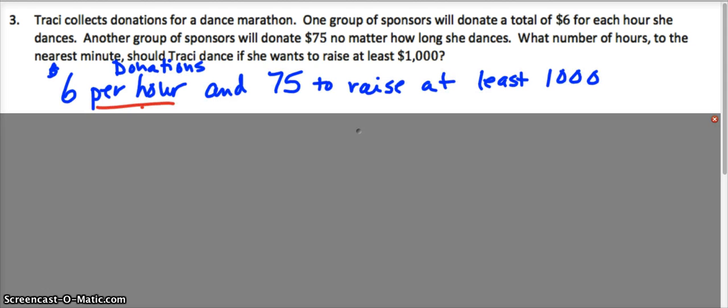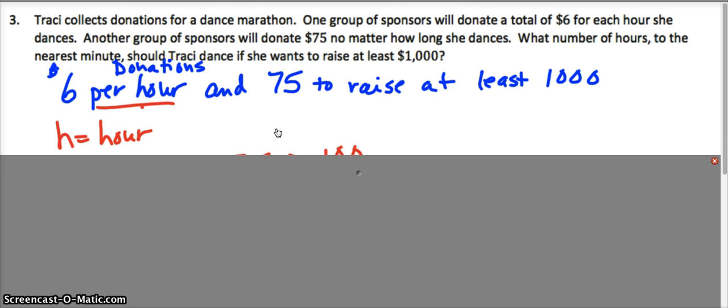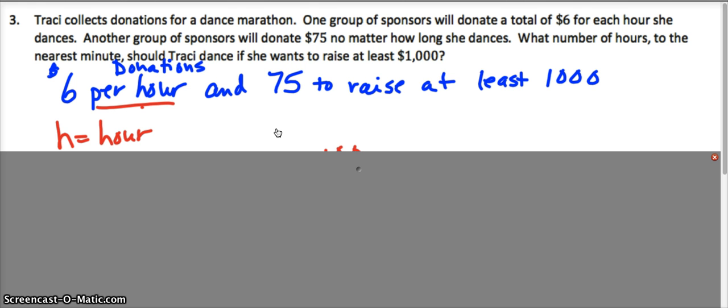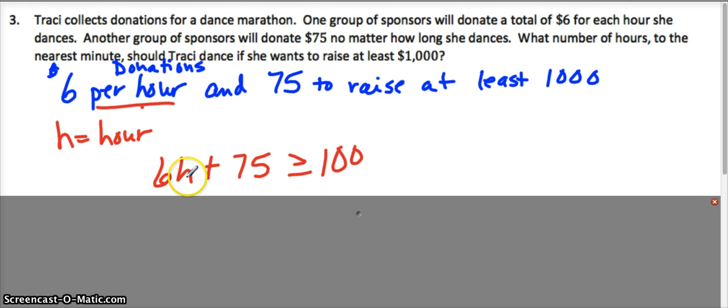So here's what we know. Tracy's got donations and she wants to raise at least $1,000. Her donations come from 2 places: getting $6 per hour for every hour that she dances, and a sponsor who's just going to give her $75. Written as an inequality, H would represent the hours that she danced, so 6 times the hours that she danced, plus her $75 from her sponsor, has to be greater than or equal to 1,000. Greater than or equal to works for at least. Now that you have the inequality, please solve.